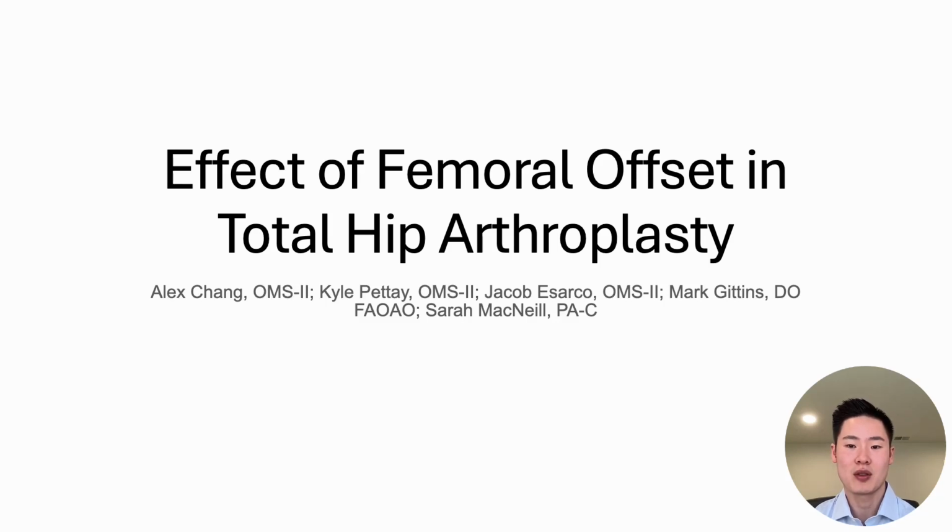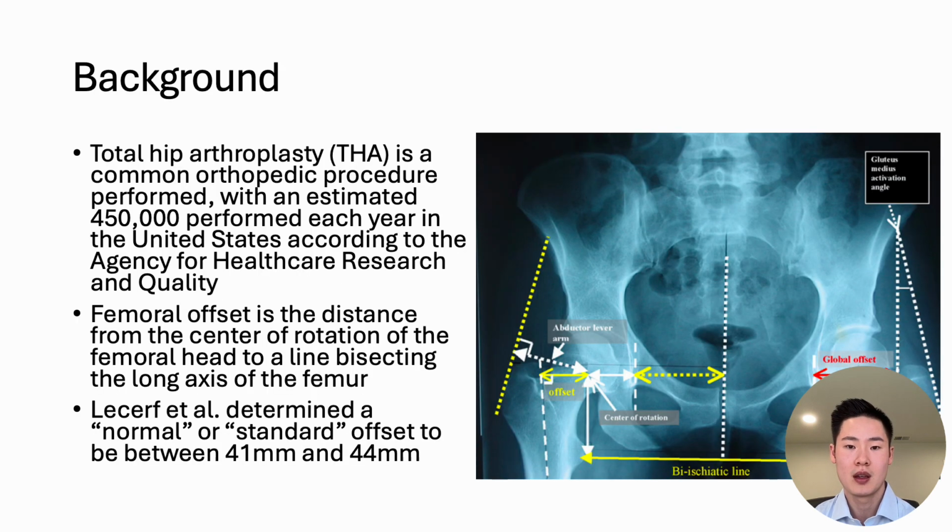I'm a second year medical student at OU and my research project was the effect of femoral offset in total hip arthroplasty. So why do we care about femoral offset? For a little bit of background information, total hip arthroplasty is a common orthopedic procedure with an estimated 450,000 performed each year in the United States, according to the Agency for Healthcare Research and Quality.